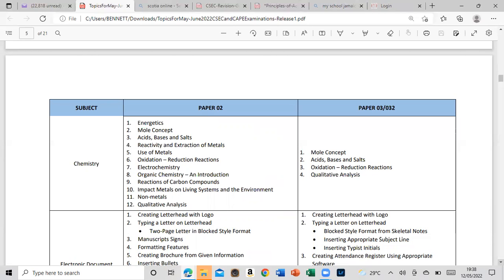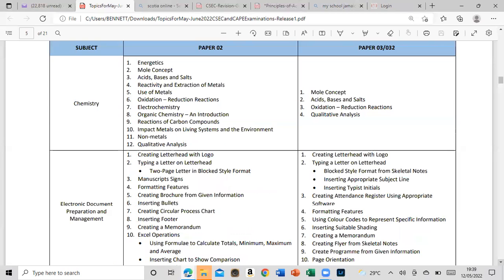So it's energetics, mole concept, acid-base salt, reactivity and extraction of metals, use of metals, oxidation and reduction reaction, electrochemistry, organic chemistry, which is an introduction, reactions of carbon compounds, impact of metals on living and environmental. So we're going to look at non-metal qualitative analysis, right? Oh, that's it for chemistry, only 12 topics.